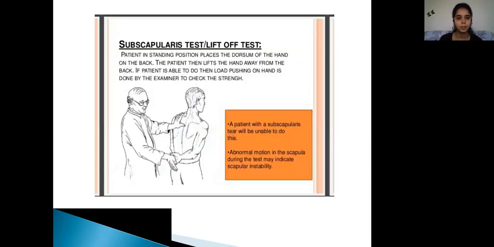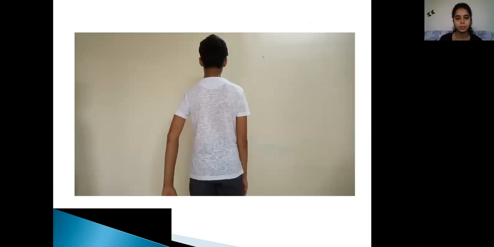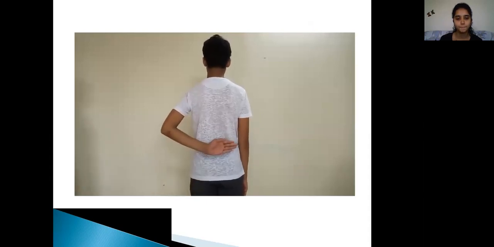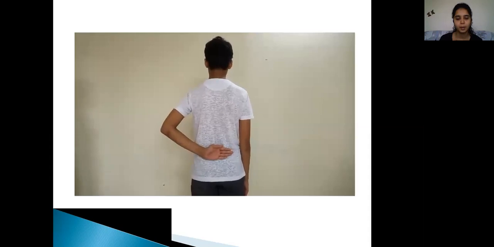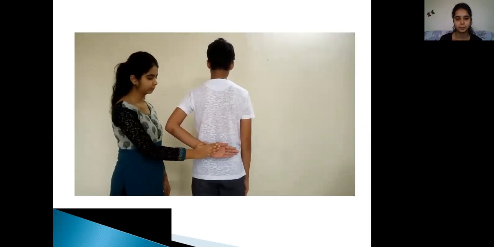Subscapularis test, or the lift-off test, where the patient is in standing position and is told to keep the dorsum of his hand on his back. The patient tries to lift his hand, and if he is able to do so, the test is negative. Further, the therapist also applies some resistance to check for a minor tear. So first he is doing it by himself, and now I am applying the resistance.